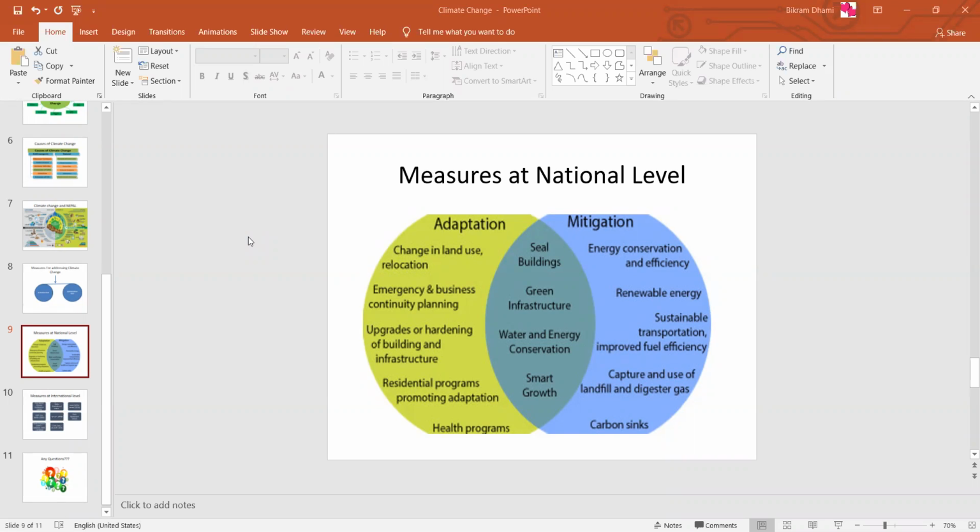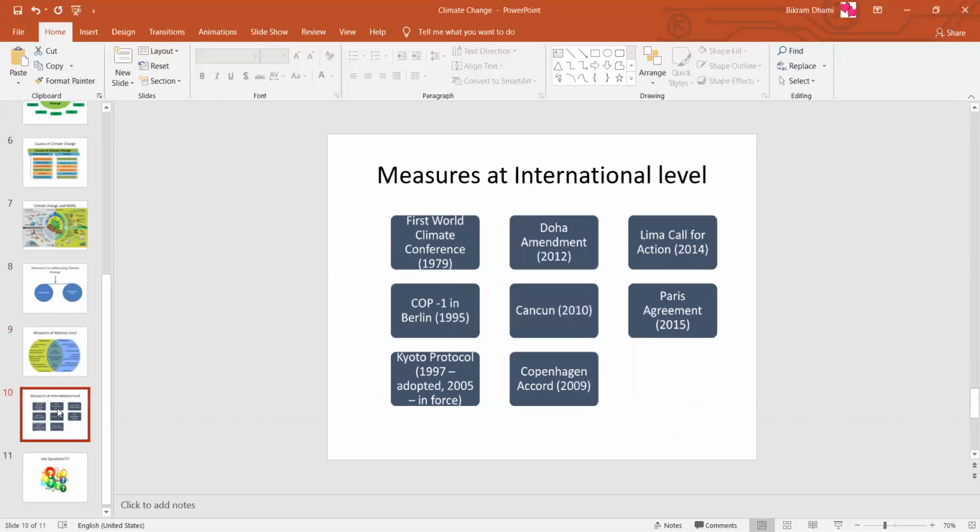And for your information, our country, Nepal, is the first country in the world to implement a local adaptation plan of action. So now let's move to the measures that have been taken by the whole world, or at the international level. So next slide. It is going to be very long. It could be boring, but please listen carefully.